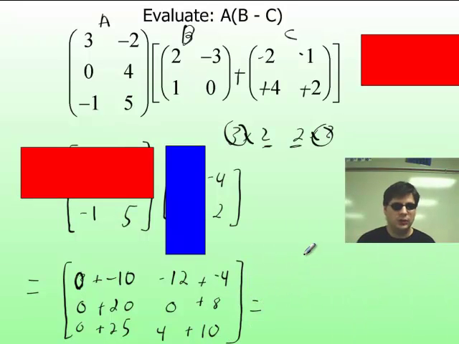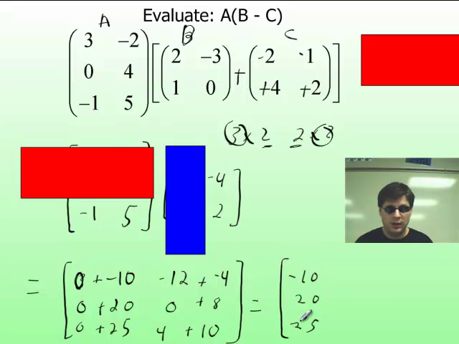Okay, so now I'm going to simplify what we have. -10, 20, 25, -16, 8, and 14. And it is a 3 by 2 matrix, just like we anticipated.